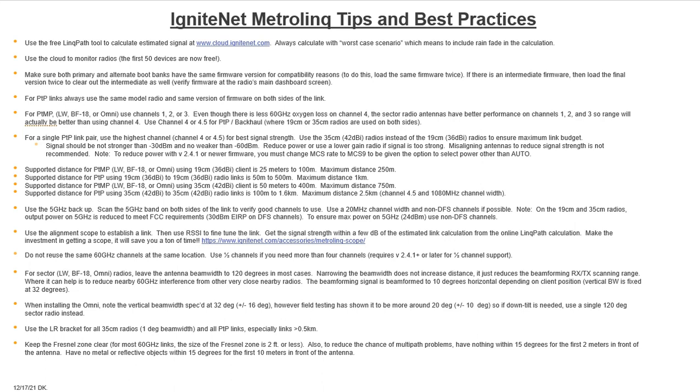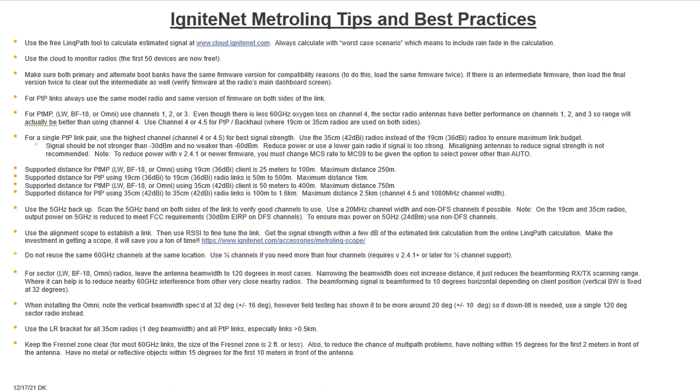You can go with a 19 centimeter on one side and a 42 dB gain on the other side of a point-to-point link, or you can go two 36 dBi 19s point-to-point. I'd say for point-to-point, pretty much go with the 42 dBi 35 centimeter radios. Why not just have more budget to work with the signal strength? So anyway, max distances for the 42 dBi to another 42 dBi, we recommend up to about 1 mile.